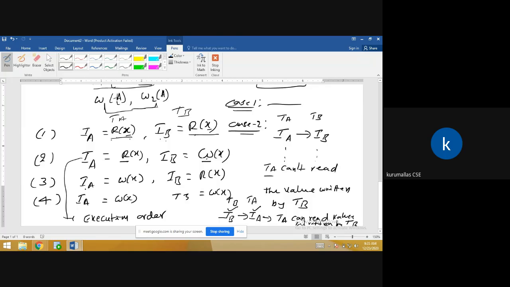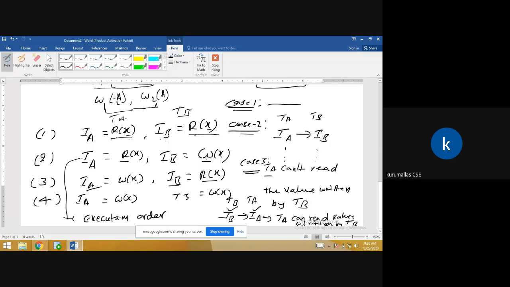Now the third case, case 3: write of X, read of X. The write of X is in instruction IA of transaction TA, and the read of X is in instruction IB of transaction TB. This is the opposite of the previous case. Previously, in the second case, read was in IA and write in IB. Here the write is in IA and the read is in IB.